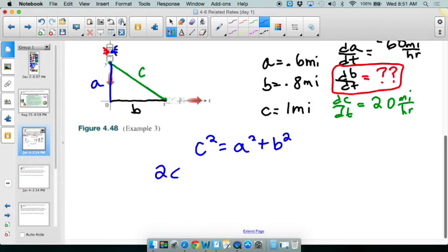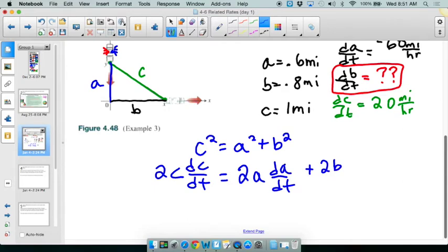Yep. Exactly, 2c dc dt. What's the derivative of a squared? Same thing except for a, right? It's 2a dA dt. What's the derivative of b squared? 2b, right? Just the power rule.